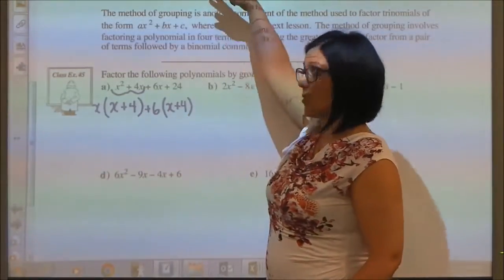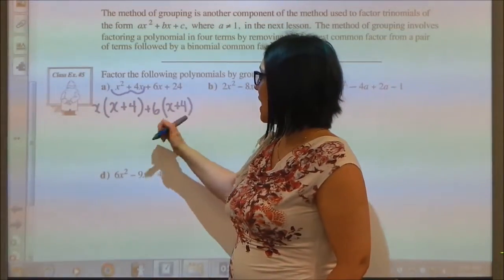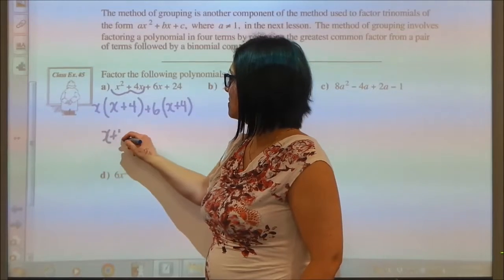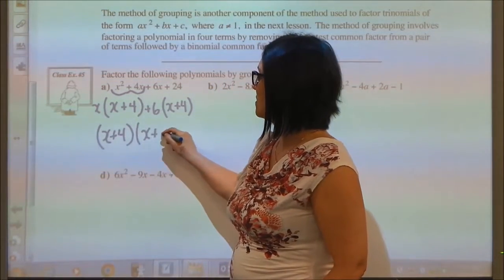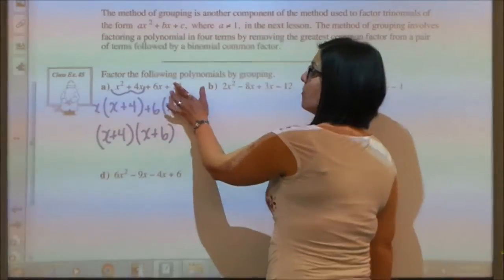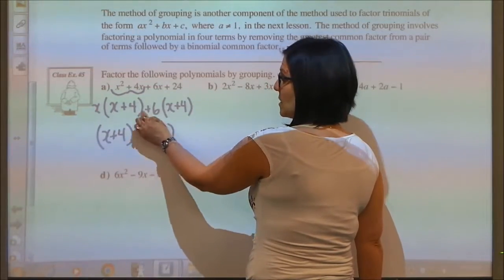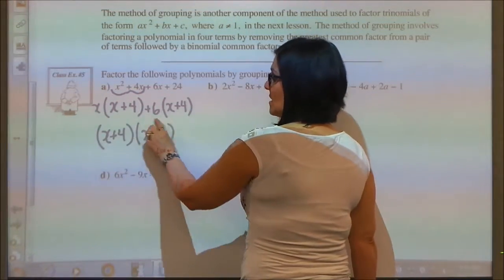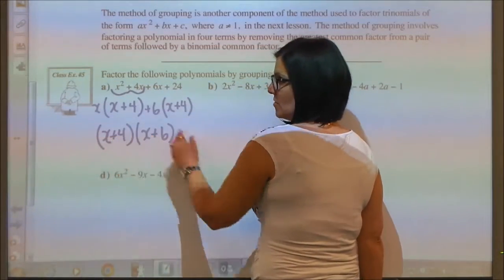Now, this resembles the questions that we did above, where I have a common factor, and that leaves me with x plus 6. So I went from a question that had 4 individual terms to 2 terms, because the plus sign separates my terms, to really only having 1 term, because there's nothing separating these 2 factors.